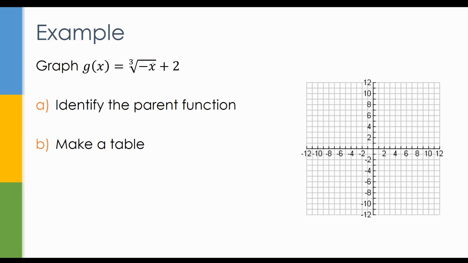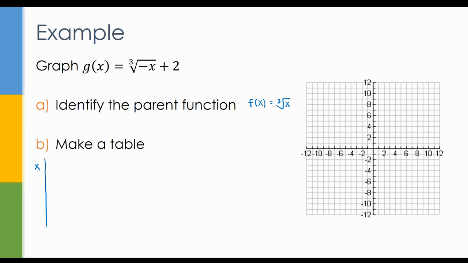So notice that I see a cube root. I see a negative x underneath that cube root, and then I see plus 2 at the end. So ignoring the plus 2, ignoring the negative underneath it, hopefully we're okay with my parent function just being the cube root of x. Okay, so that's what I want us to graph first.